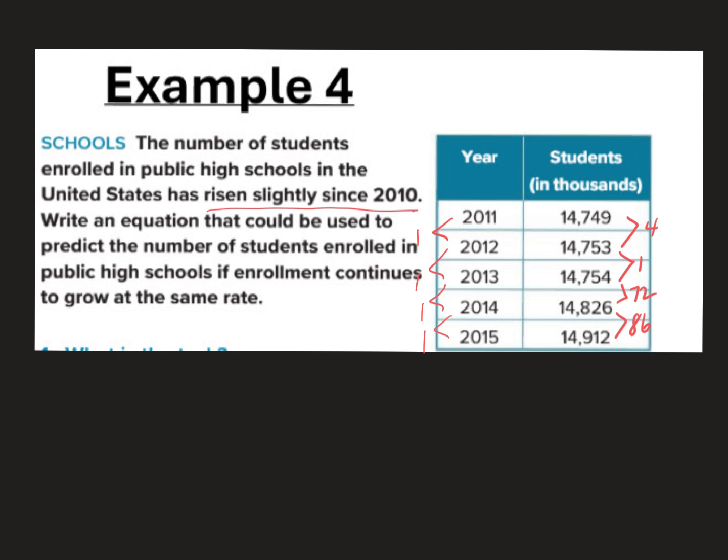If I find the average rate of change, which I added all of these up, and that gave me 163, and I divided by 4 of them, then my average rate of change was about 40.75 students in thousands per year. So that's going to be my slope. My slope is 40.75.